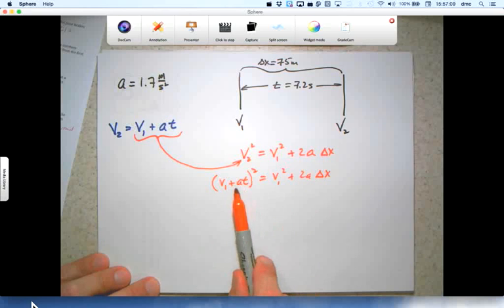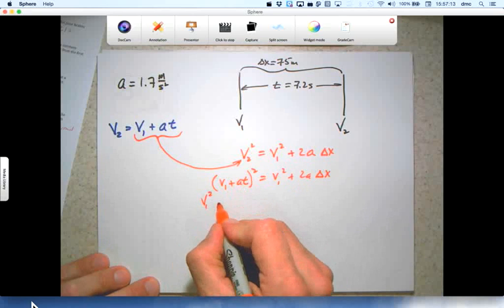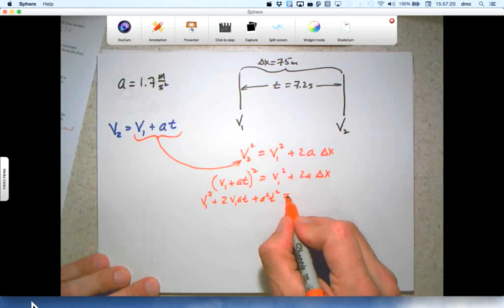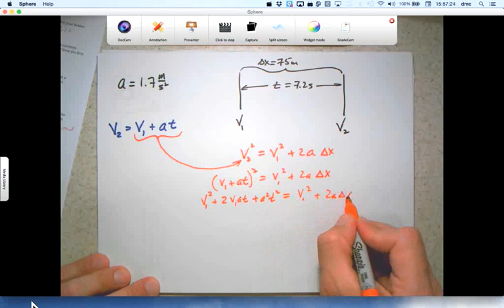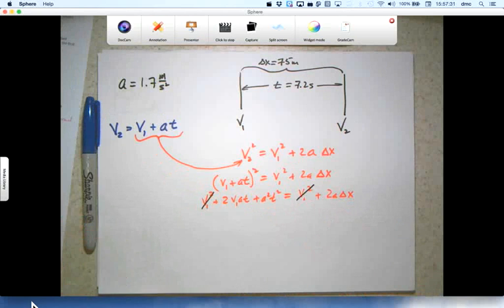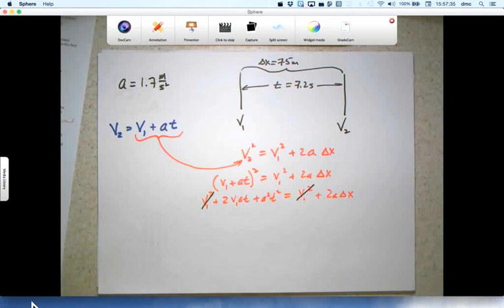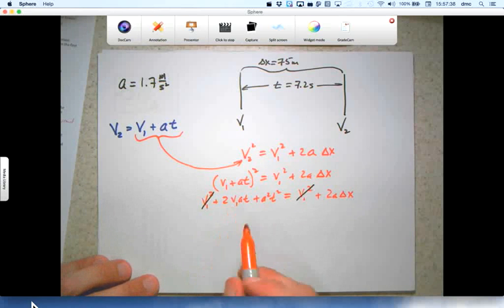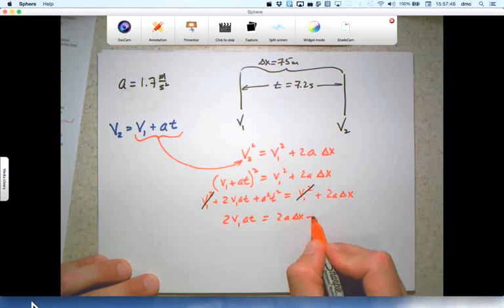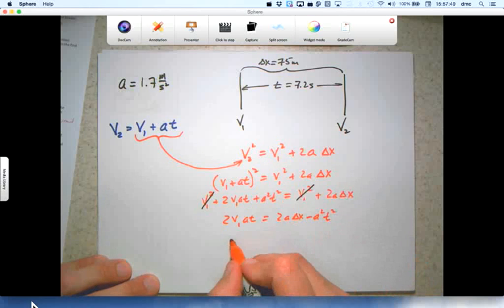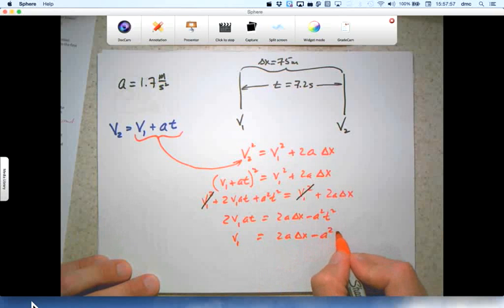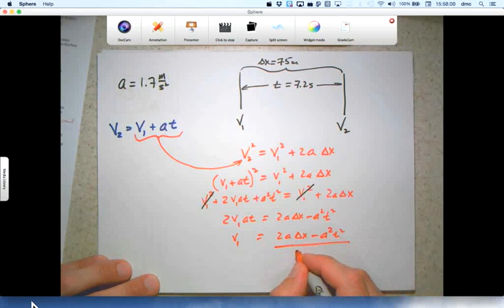So squaring out a binomial, don't forget there's a middle term. So this becomes v1 squared plus 2v1at plus a squared t squared equals v1 squared plus 2a delta x. And in this case, we have v1 squared on both sides, so we can subtract that out. And now we can solve for v1. So 2v1 times at equals 2a delta x minus a squared t squared. So v1 will equal 2a delta x minus a squared t squared, all of it divided by 2at.